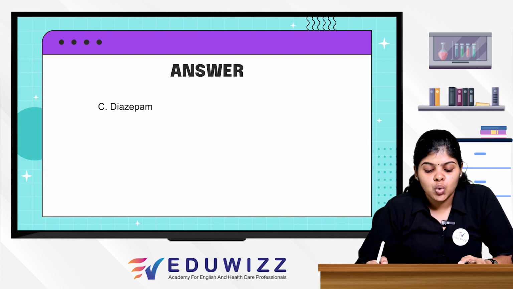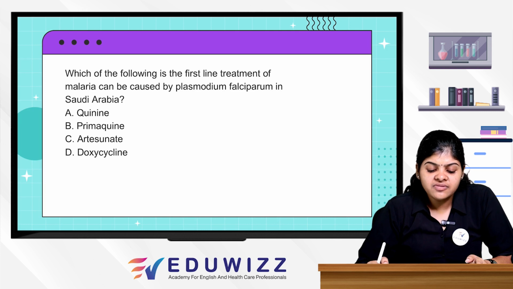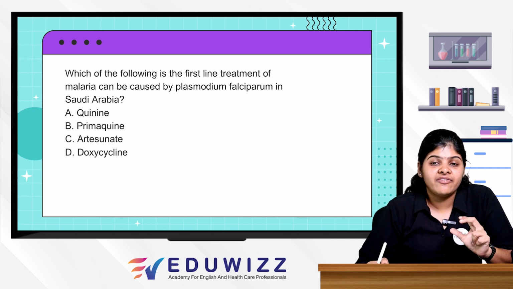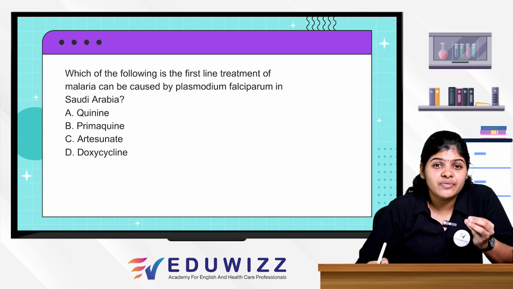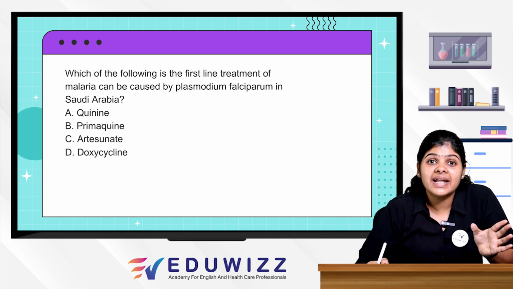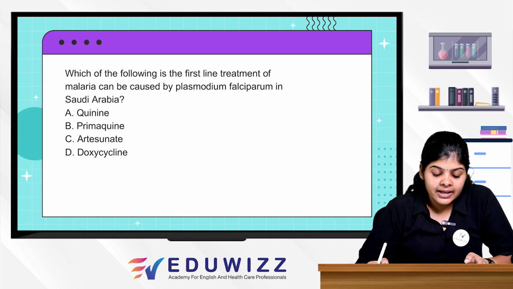Next question: which of the following is the first line treatment of malaria caused by Plasmodium falciparum in Saudi Arabia? The question specifically mentions that in Saudi Arabia, Plasmodium falciparum is present. So what is the first line treatment for that? It is a direct question. We can select artesunate. You should study that as artesunate.